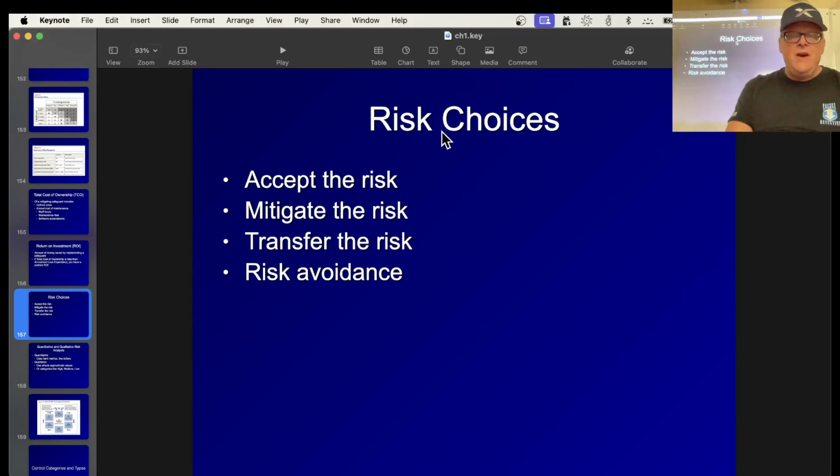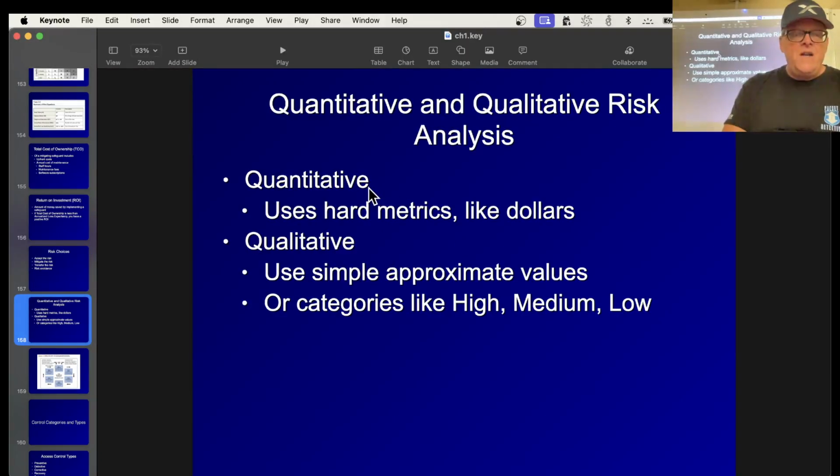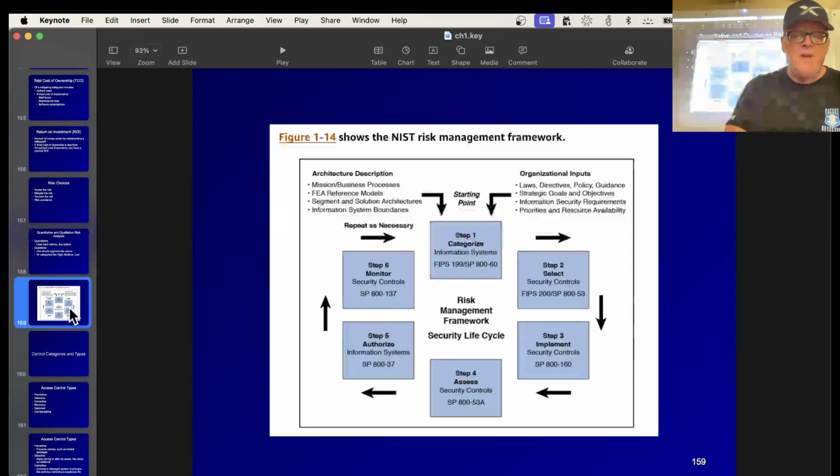So here's what you can do when you have a risk. You can accept it, you can mitigate it, which is implementing some kind of control to lower the risk. You can transfer it to somebody else by outsourcing part of your business or getting insurance, or you can avoid the risk by changing your business practices so you no longer do the risky thing. Quantitative is what you would like if you could really boil things down to dollars, but typically all you can get is qualitative, like high, medium, and low, to approximate the level of risk.